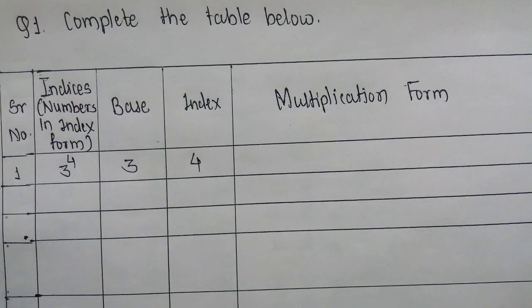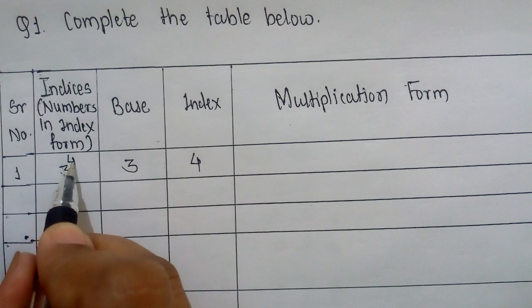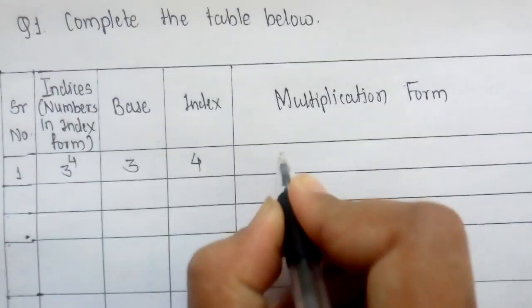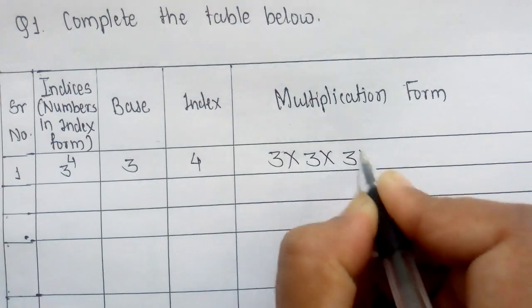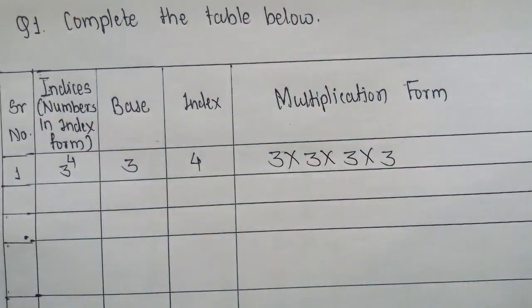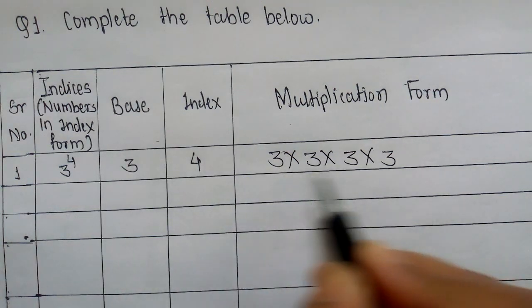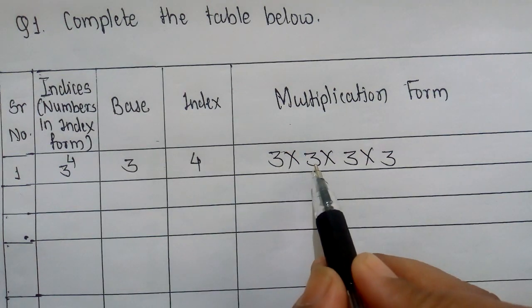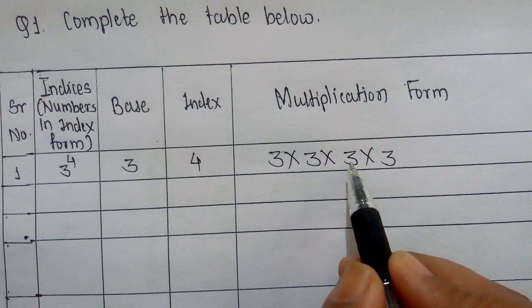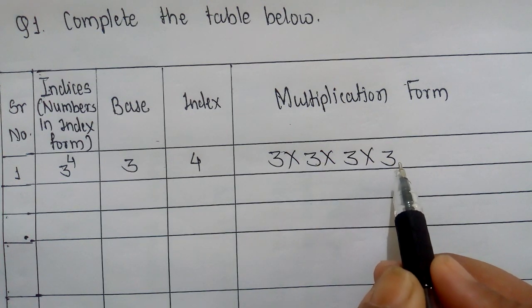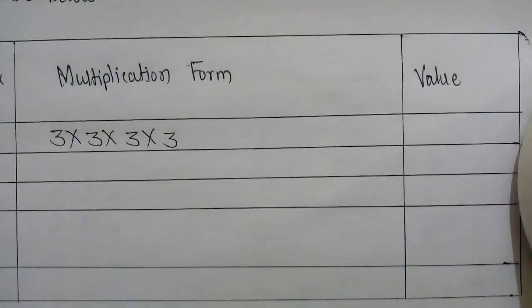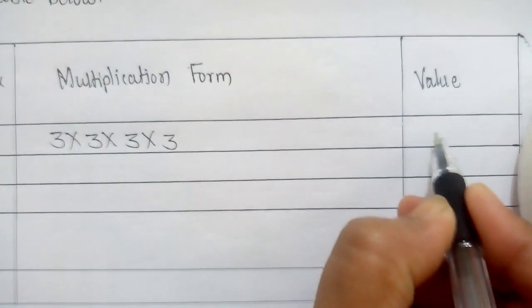And how can we write it in multiplication form? We have to multiply this 3 four times. So here you can write 3 into 3 into 3 into 3. The next column is value, so there you will write the multiplication of this. 3 3s are 9, 9 3s are 27, and 27 3s are 81. So here we can write 81.